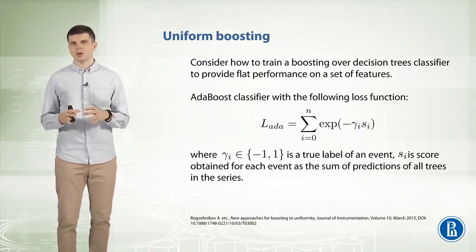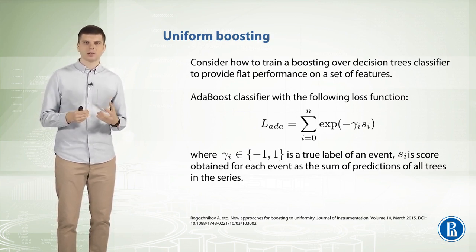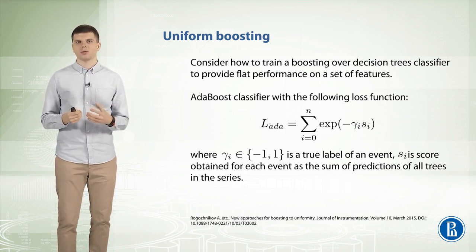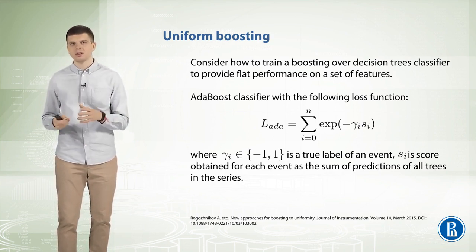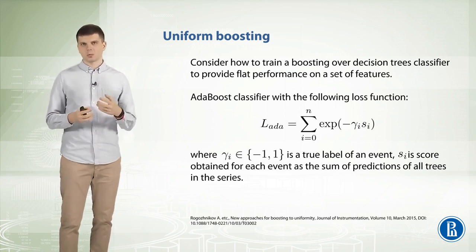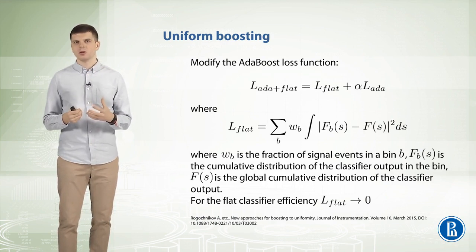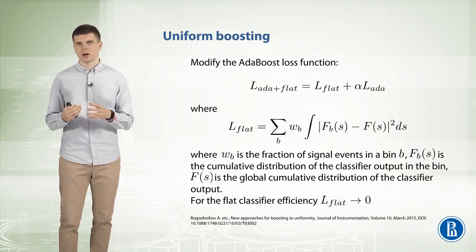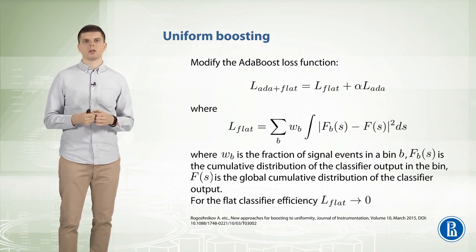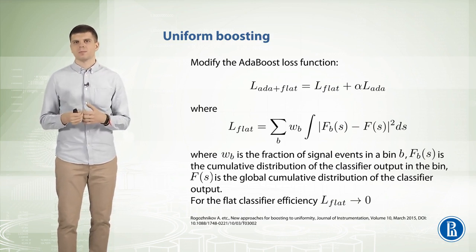In this function, y is the true label of an event, and s is the score obtained for each event as the sum of predictions for all trees in the series. To provide flat classifier efficiency on a set of features, we modify the loss function by adding a new term that is responsible for the flatness. Let's consider how this term works.